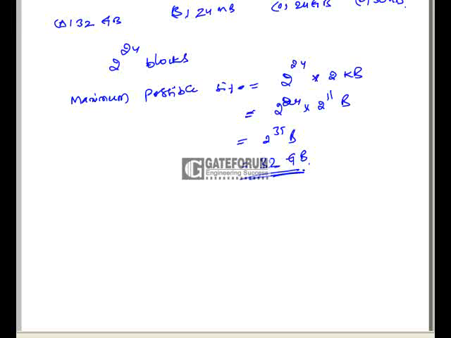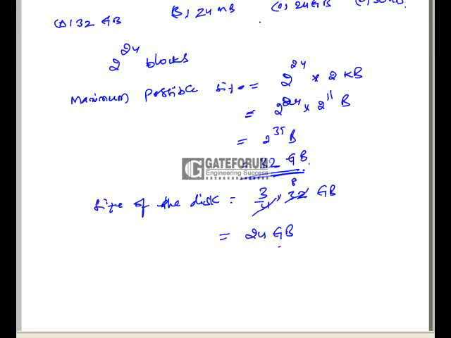It is given that the disk size is equal to 3 by 4th of the maximum possible size. So here the size of the disk is equal to 3 by 4th of 32 gigabytes. If we simplify this, 8 4s are 32, so 24 gigabytes. So 24 gigabytes is the size of the disk, and the correct option is option C.